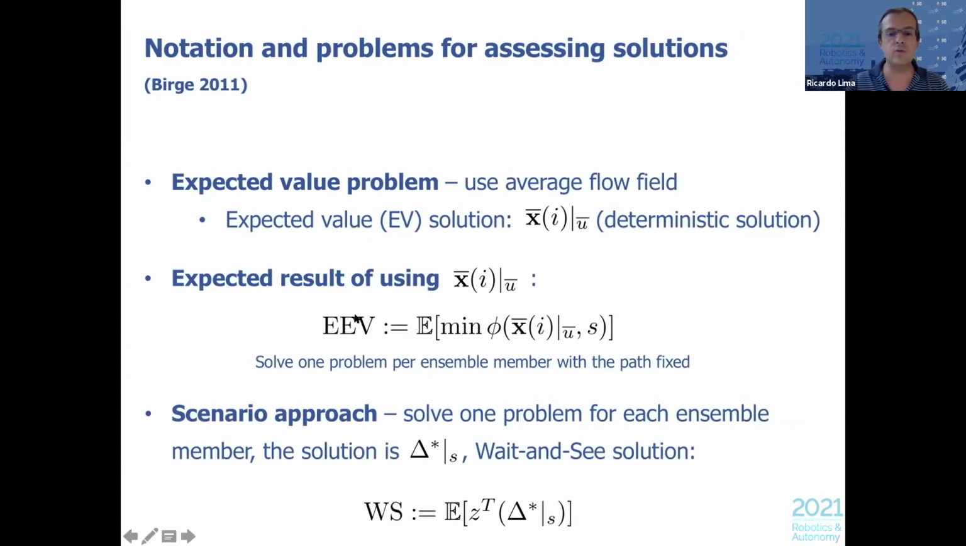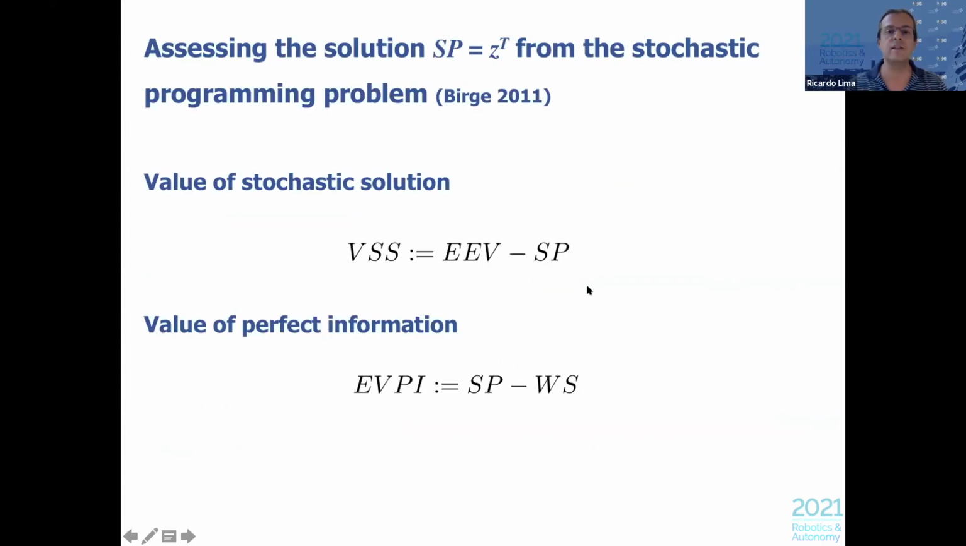Using these two definitions, you can assess the value of your stochastic solution using something that is called the value of stochastic solution. That is the average of the times obtained from the expected value solution minus your stochastic programming solution. And you can calculate another thing, the value of perfect information, that will give you an idea of how much money you should pay for perfect information, right? If you can have perfect information.